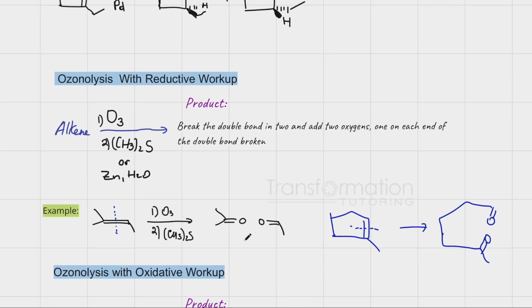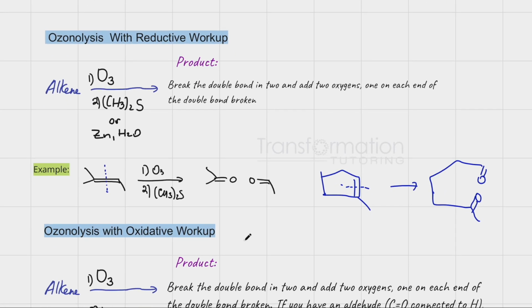Next reaction, ozonolysis with reductive workup. Notice we will have another ozonolysis, so we have two kinds of ozonolysis. Ozonolysis with reductive workup. First step, ozone, O3. Second step, (CH3)2S, or you can use Zn, H2O. (CH3)2S is the most popular. Sometimes we call it DMS or sometimes Me2S, depending on how your teacher wants to write it.